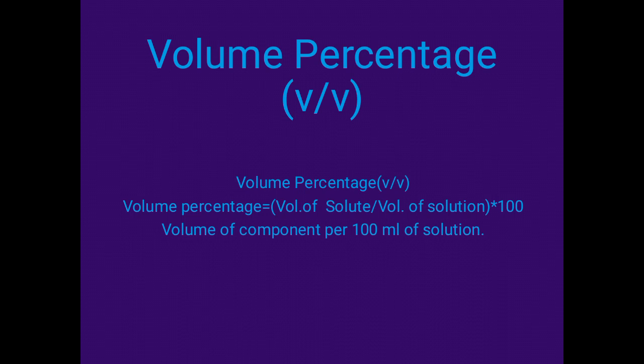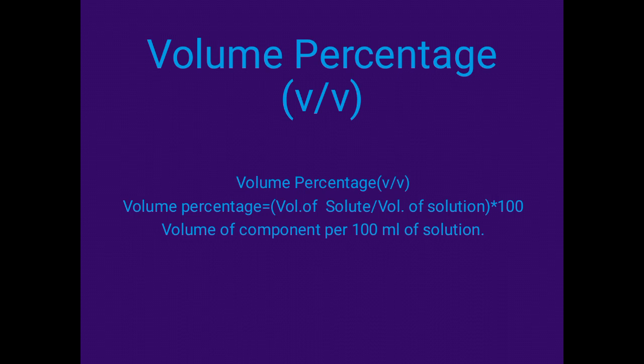Volume percentage is expressed by V by V. Volume percentage means the volume of the component per 100 parts by volume of the solution. What does it mean? If they are saying that an aqueous HCl solution is 7% V by V, it means that 7 milliliter HCl is present in 100 milliliter of solution. When we were saying mass by mass or weight by weight, that is 7% W by W, it means 7 grams of solute is present in 100 grams of solution.